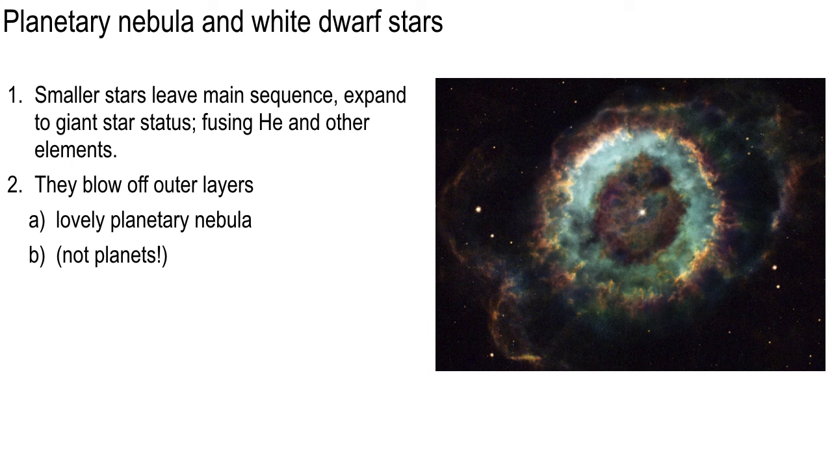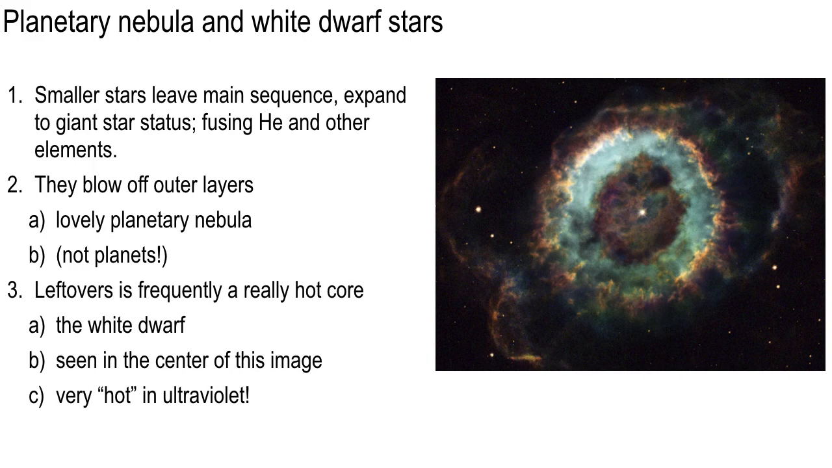And actually, our star, the Sun, is blowing off very tenuous amounts of mass from its surface, and that's called the solar wind. All right. Now, a red giant star, when they change rapidly, they can blow off big amounts, like a super duper solar wind event. Now, the leftovers is frequently a really hot core.